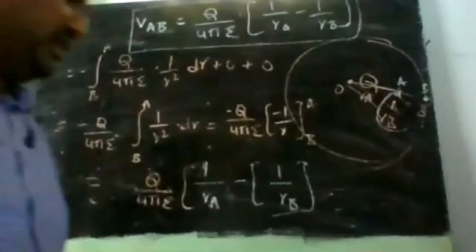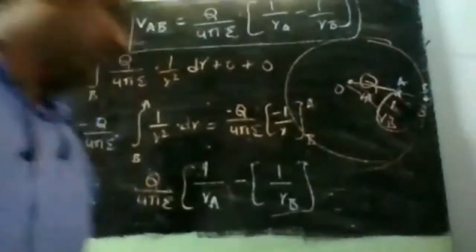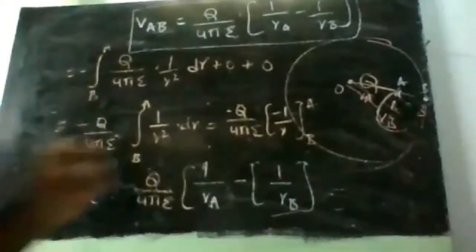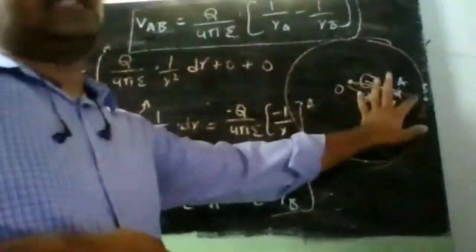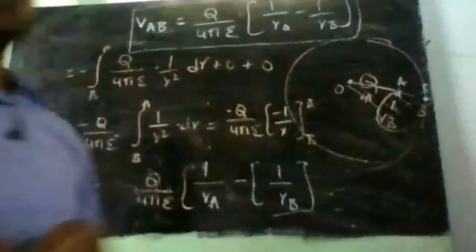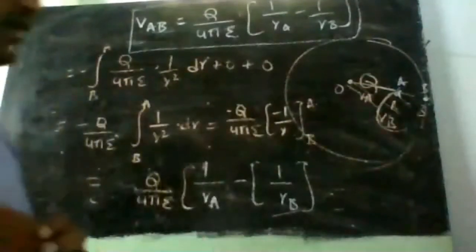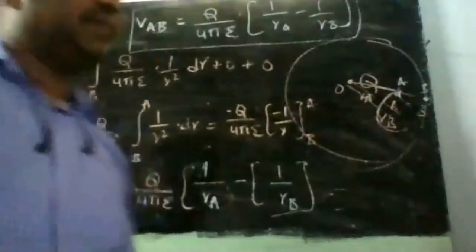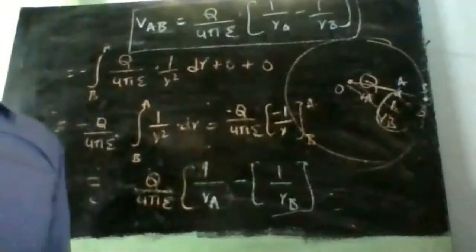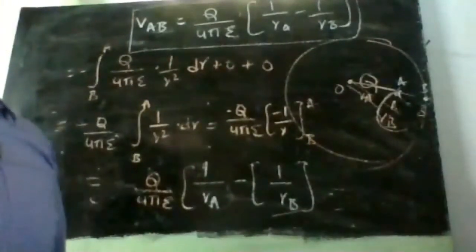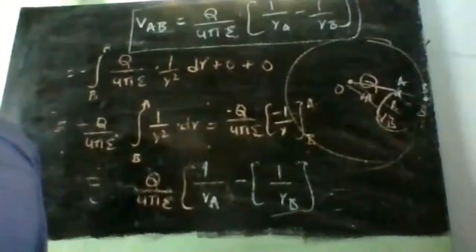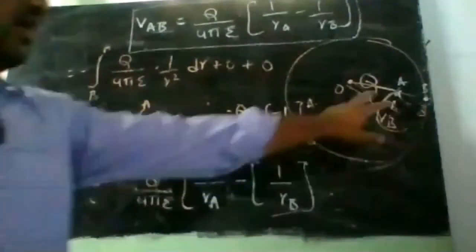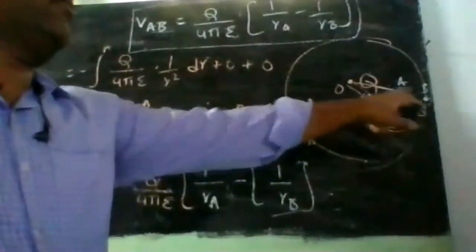Now we need to find out what the potential difference is between these 2 points A and B. We need to know how much potential difference there is between A and B. If we know that, then we can calculate the E bar. We will see that later.